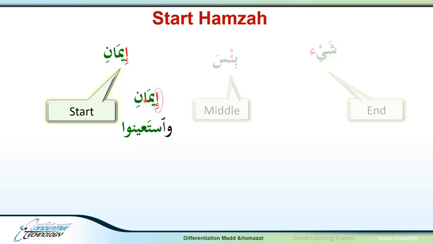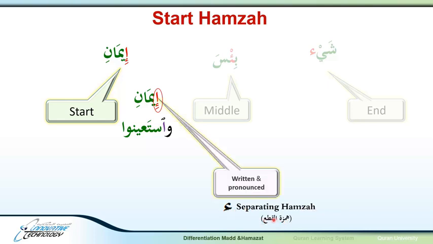In iman, the hamza is written clearly here as a small head of an ayn or a hamza symbol, and we call that hamza the separating hamza, hamzatul qata'. And that hamza is always written and pronounced. While in the case of wasta'inu, this hamza, which looks like a small head of a sad, called the connecting hamza, hamzatul wasl, has some unique features regarding its writing and pronunciation.